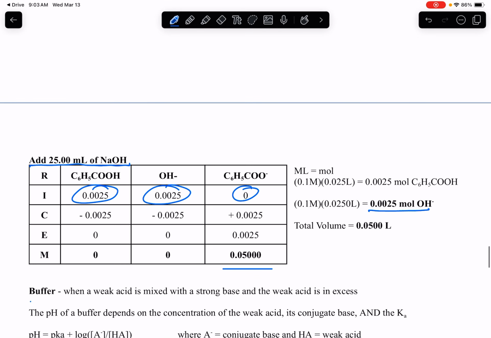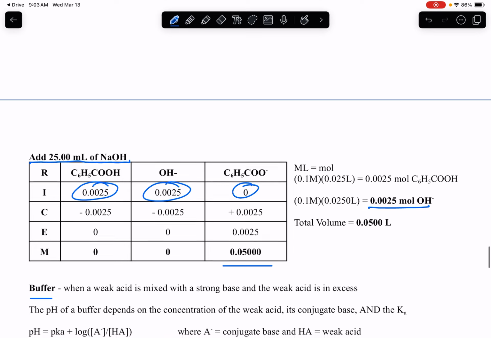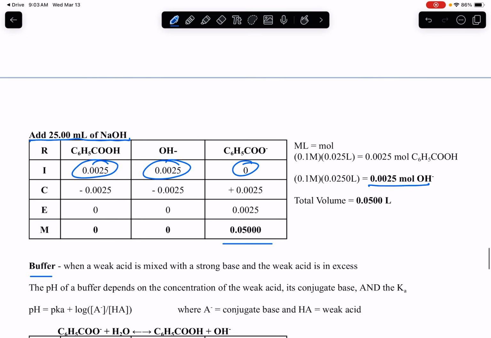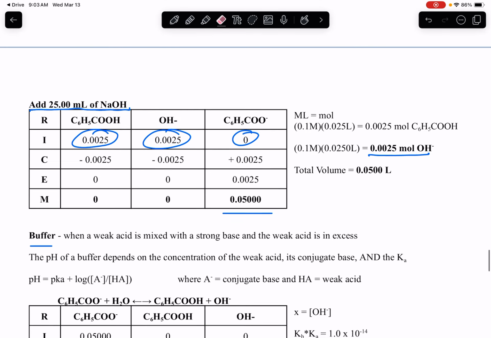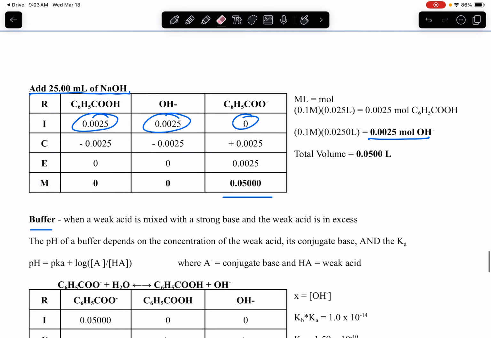So a buffer happens when a weak acid is mixed with a strong base and the weak acid is in excess, but that really no longer is the case here. The weak acid is not in excess. Neither one is in excess. So we actually can't use this equation because it's not really a buffer anymore. This equation only is used when we have a buffer. So we actually have to write out another ice table.